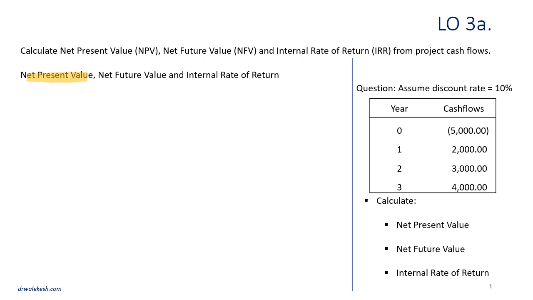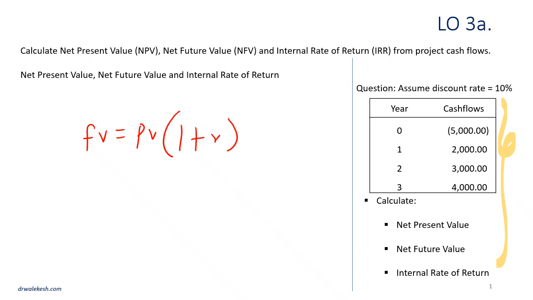Net present value, net future value, and internal rate of return. Before we get started with this question, it is worth noting that future value is equal to present value into bracket 1 plus r raised to power t.